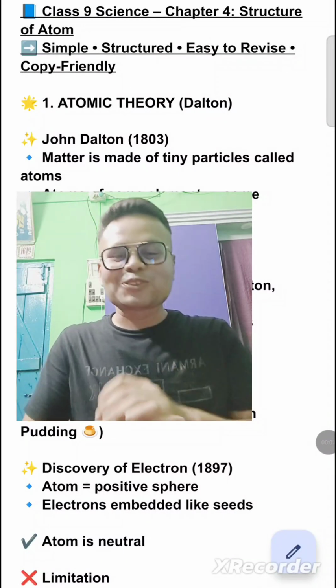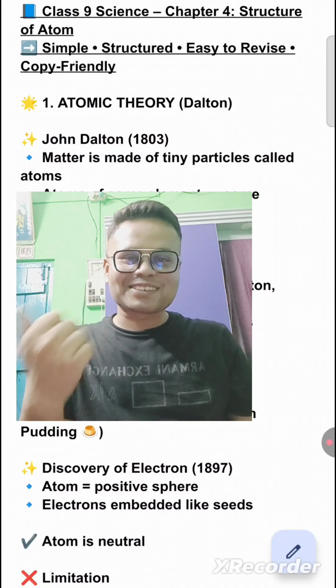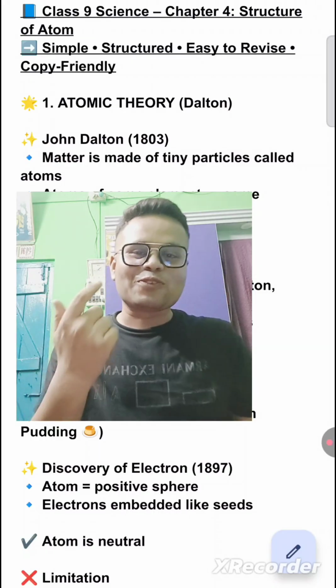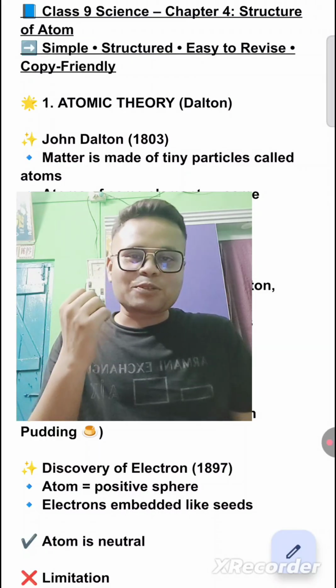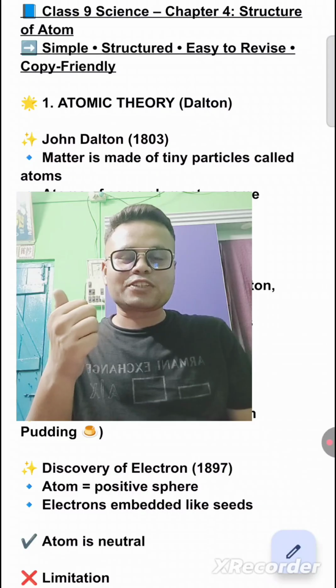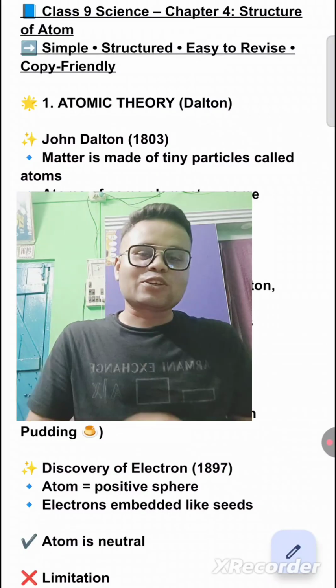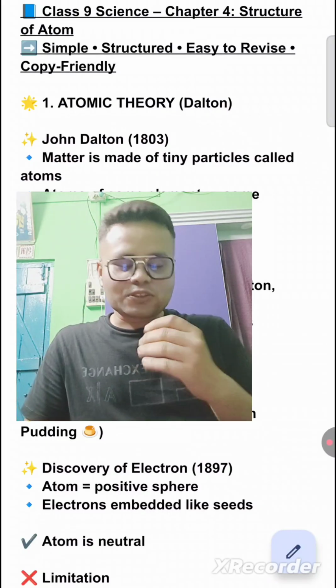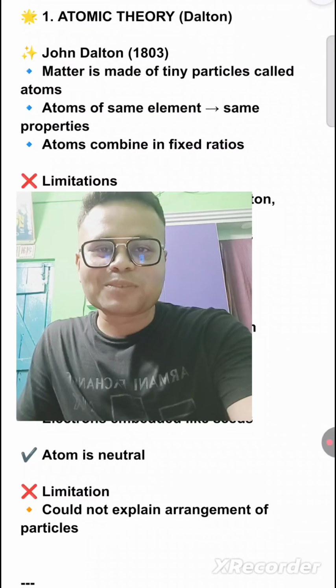So today we are discussing the Class 9 science chapter 4, Structure of Atom. In this chapter we are discussing the simple structure, easy to revise and copy friendly for the examination. So the first topic is atomic theory.